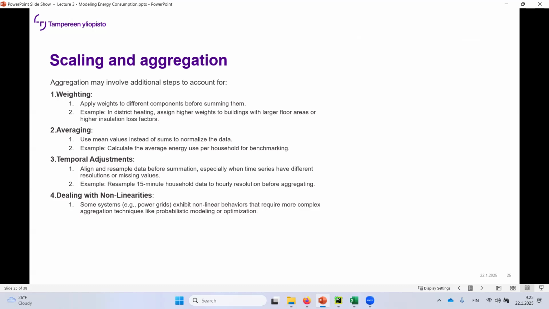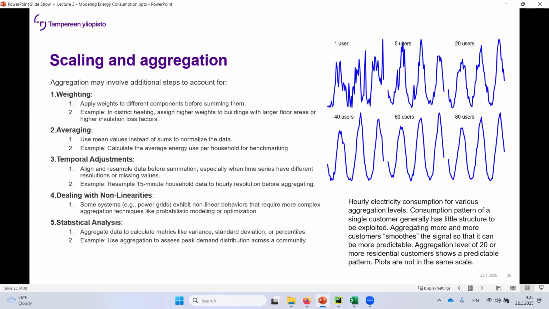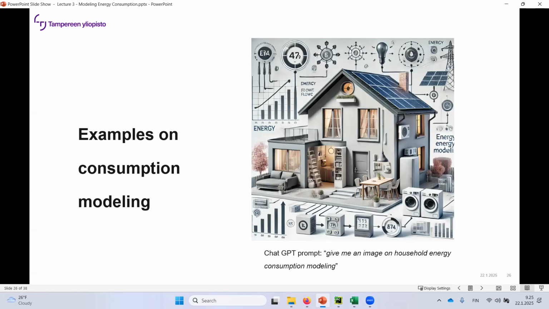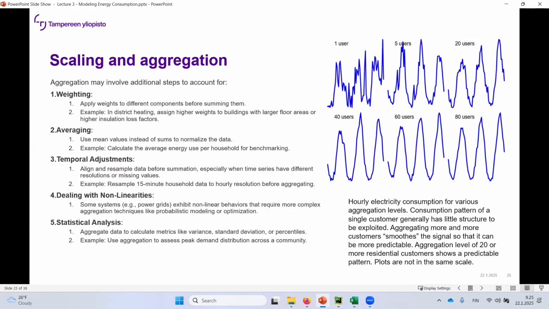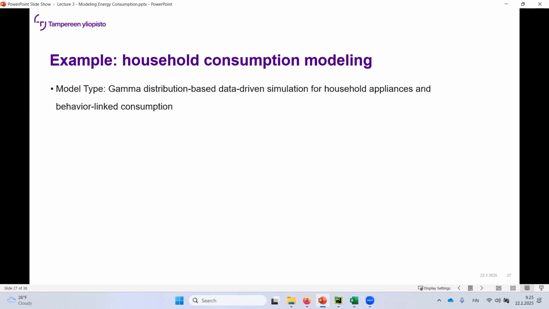Dealing with non-linearities. For example, power grids exhibit non-linear behaviors that require more complex aggregation techniques and statistical analysis. And in here you can see 1 user, 5 users, 20, and up to 80 users. What that means is it's kind of smoothing the profile. This is for your information that these kinds of techniques exist. And now we're going to use them on examples of consumption modeling.